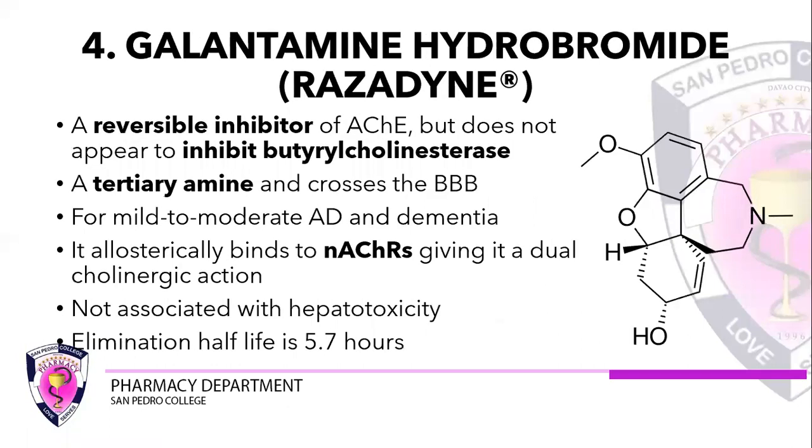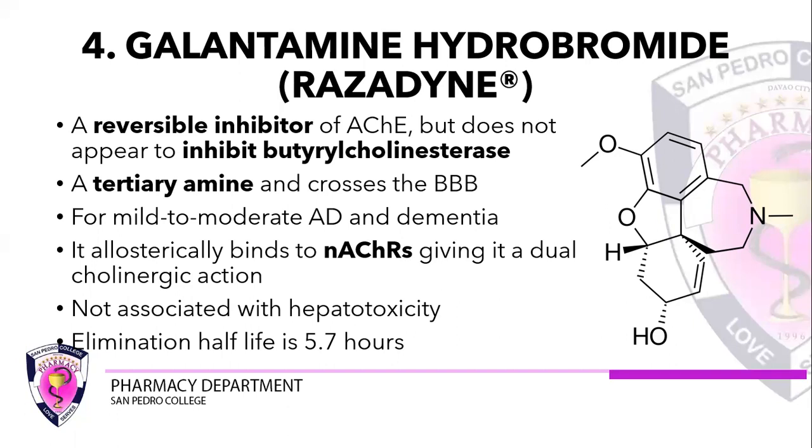And the last one, we have the drug galantamine. Galantamine, it's a reversible acetylcholinesterase inhibitor. It's a tertiary amine, making it lipophilic. Therefore, it's able to cross the blood-brain barrier, going to the CNS. It is used for mild to moderate Alzheimer's disease and dementia. It is not associated with hepatotoxicity. Another thing about galantamine kay, it is non-selective also for the nicotinic receptors, giving it a dual cholinergic action.